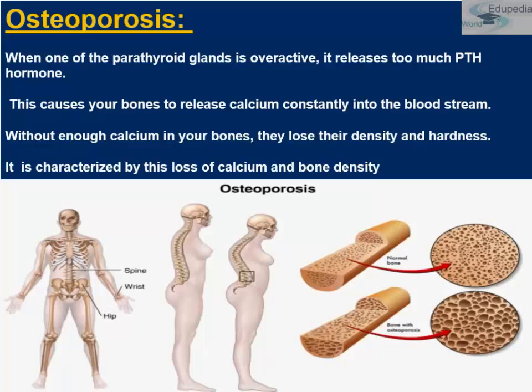So these are the three disorders which we read: hyperparathyroidism, hypoparathyroidism and osteoporosis. So these were the disorders of the parathyroid gland.